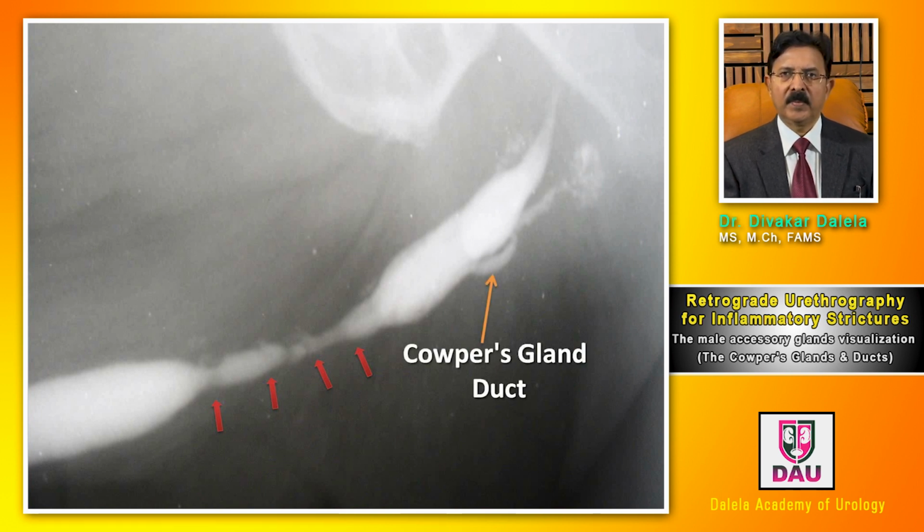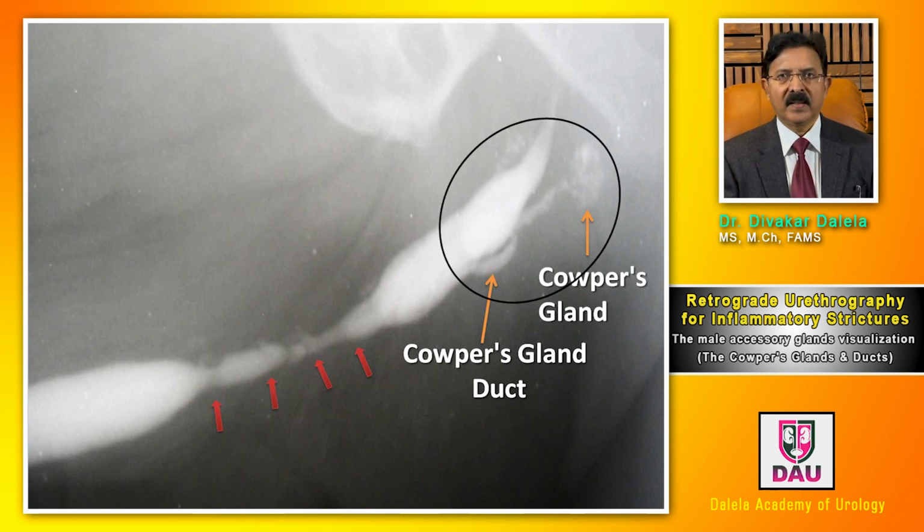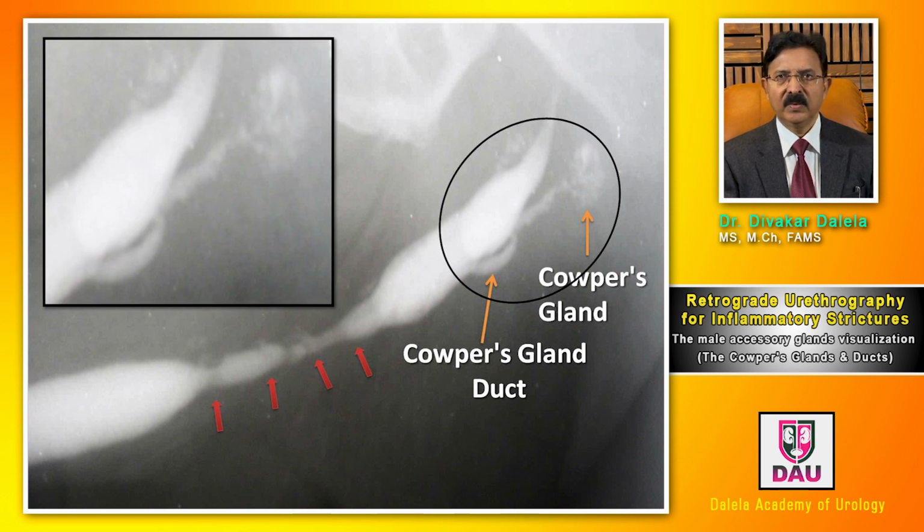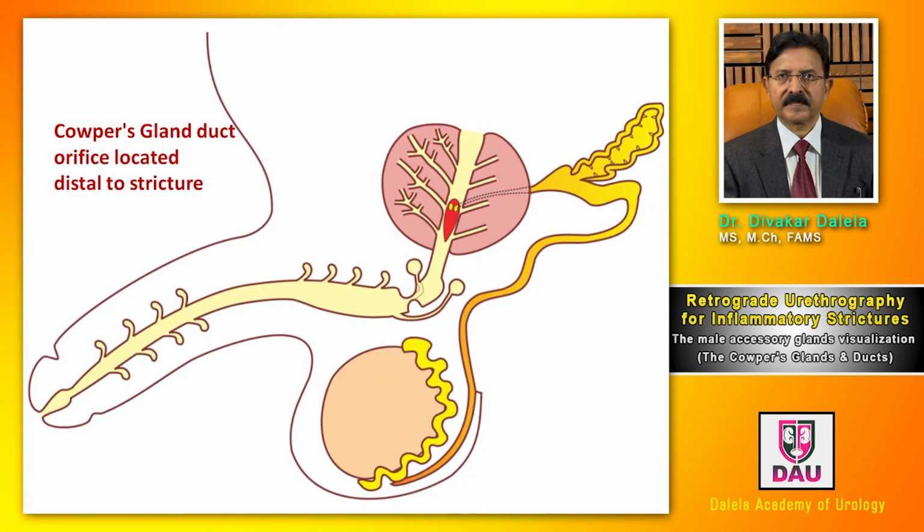In another patient's urethrogram who also has inflammatory urethral stricture, that is where the stricture is located, shown by red arrows, and that's where the Cowper's gland and its duct are visible. And if you mark this area by a black circle and then zoom it, that is how you will be able to appreciate a dilated Cowper's gland duct.